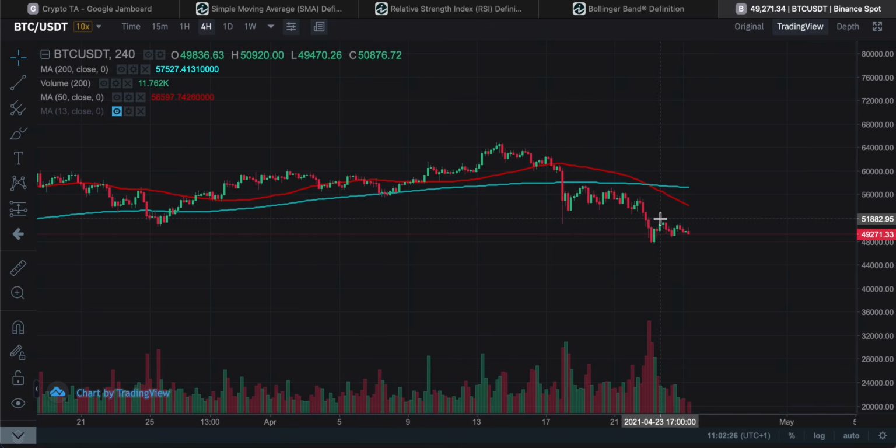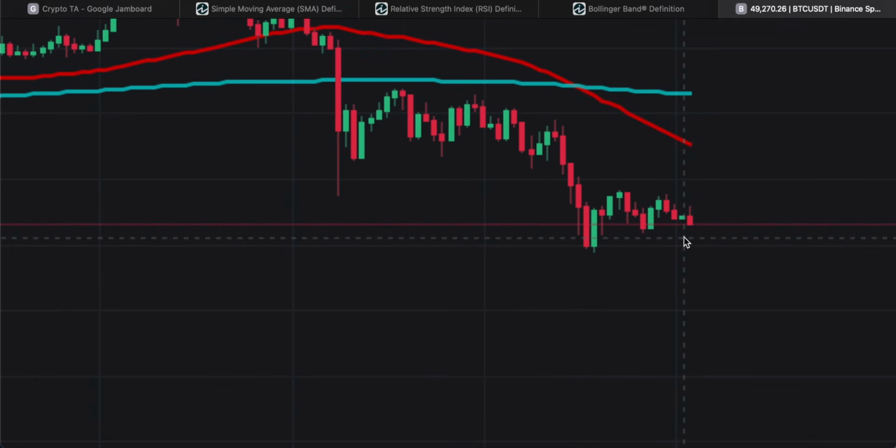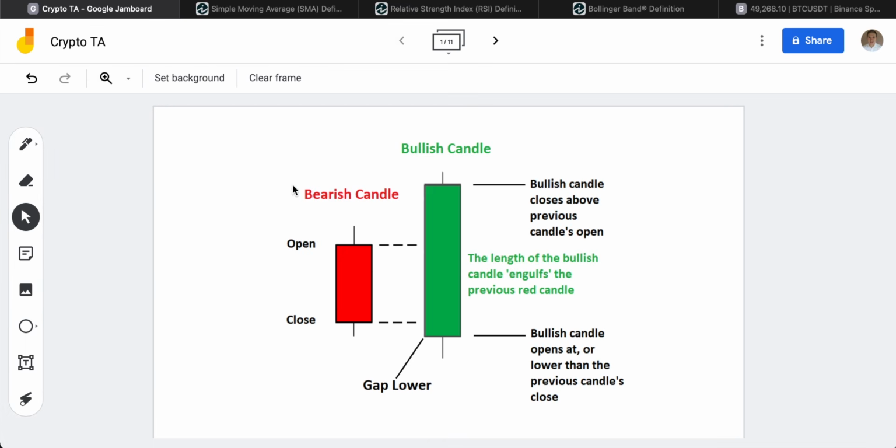Here's your guide to cryptocurrency technical analysis. In this video, we'll go over the core techniques that we can use to analyze crypto charts and give ourselves the best chance for profitable trading.